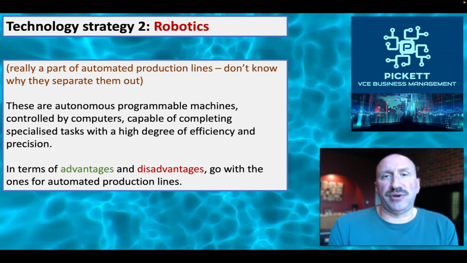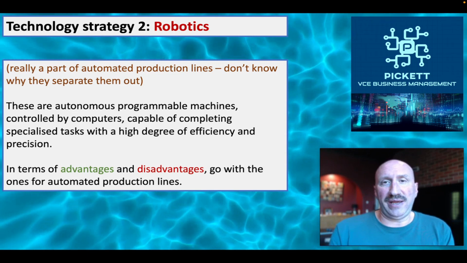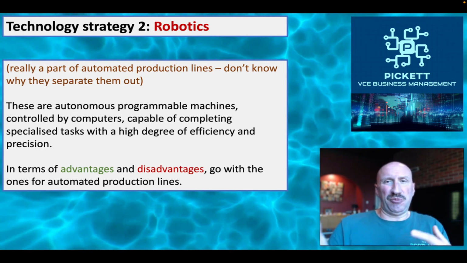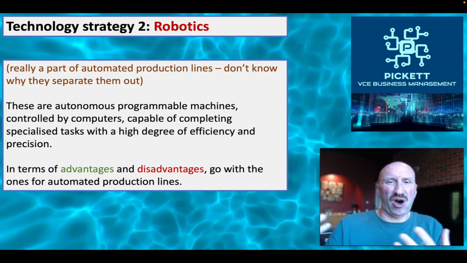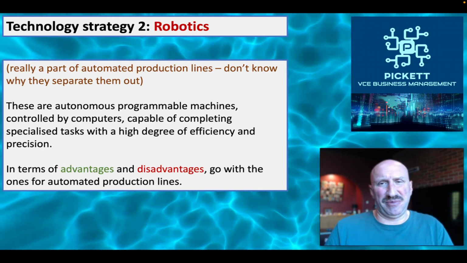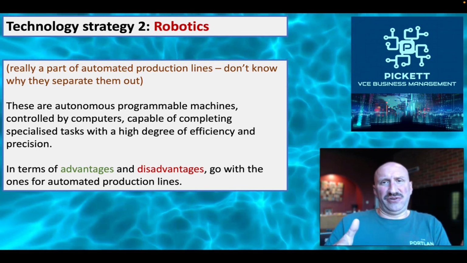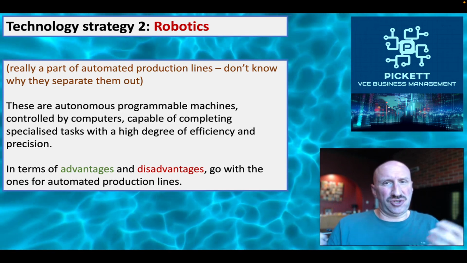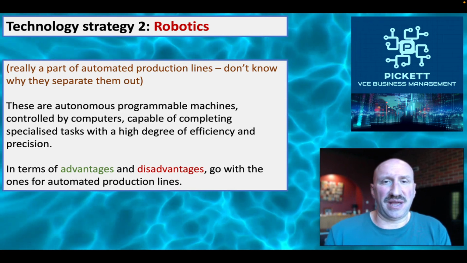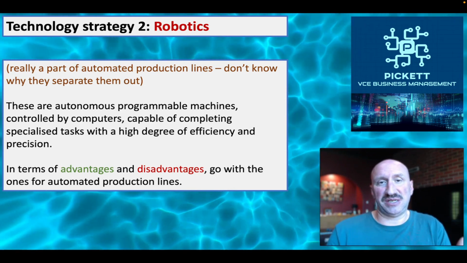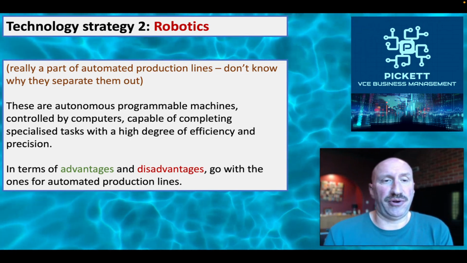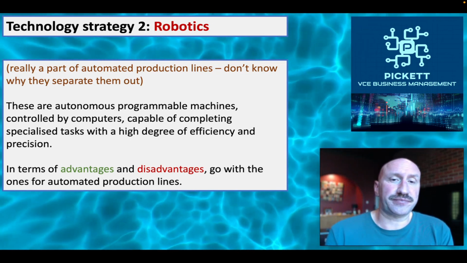Okay, moving on to technology strategy 2, robotics. Now, I have to be honest, I'm not really sure why they separate this one out from automated production lines. Robotics are often a part of them, not always, but usually, and really the two technologies are very, very similar. The advantages and disadvantages, as we'll see shortly, are very similar. To me, they should have been lumped in together, but because they are mentioned separately in the study design, you do need to compartmentalize them in the notes and be able to describe them separately. But there is a lot of repetition here.